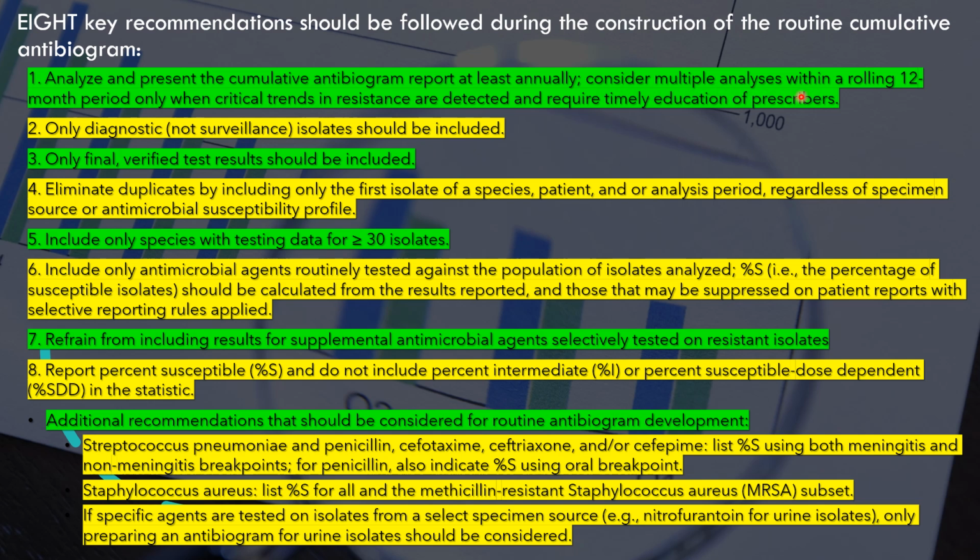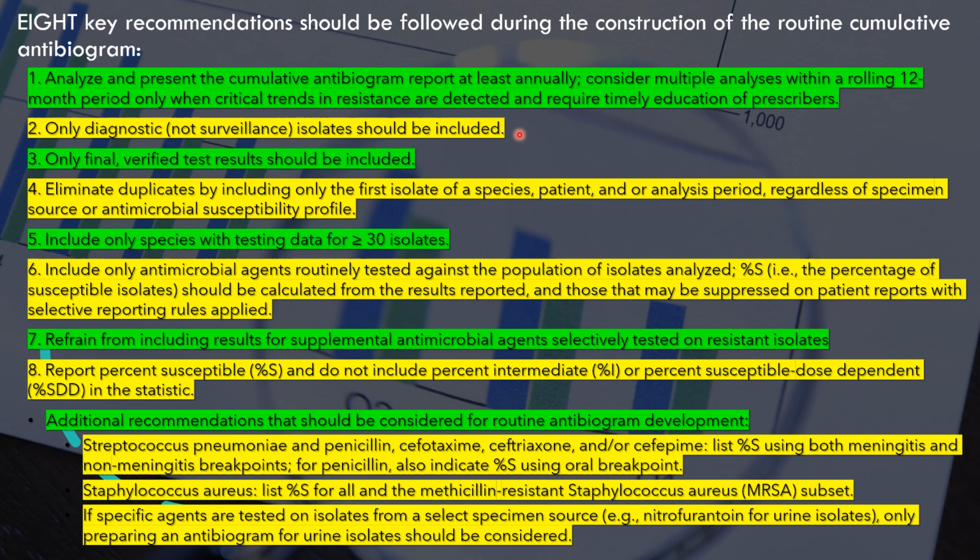You consider multiple analyses within a rolling 12-month period, and only when critical trends in resistance are detected do we require timely education of prescribers. So it means that the timeline requires a 12-month period, so that you can monitor critical changes in trends in resistance. Recommendation number 2: only diagnostic, not surveillance isolates.